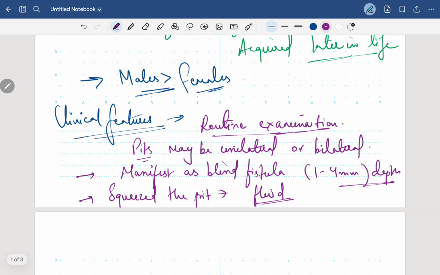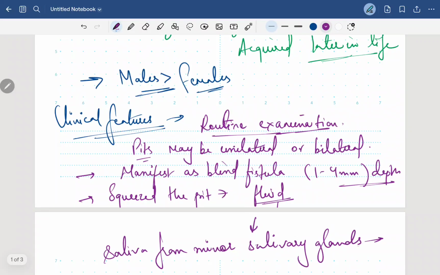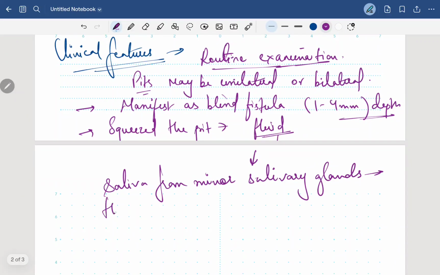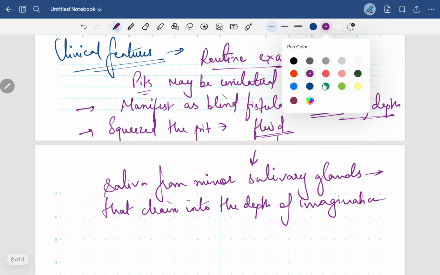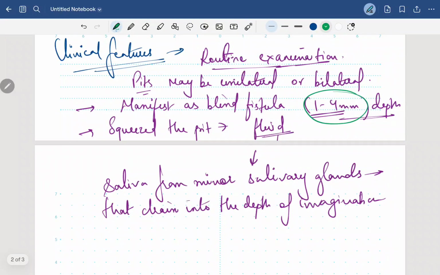Okay, so what is that fluid representing? Saliva from minor salivary glands, right? So here the minor salivary glands that drain into the depth of this invagination are releasing that fluid. Sometimes they may drain into the depth of this pit because it can go as deep as 1 to 4 mm. So they can drain some fluid here.